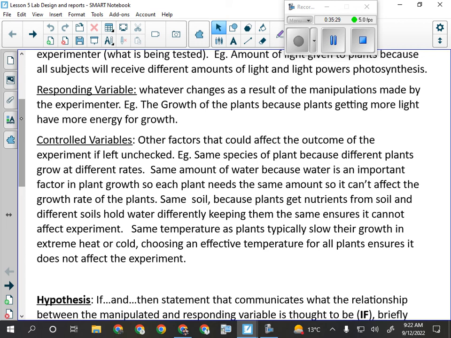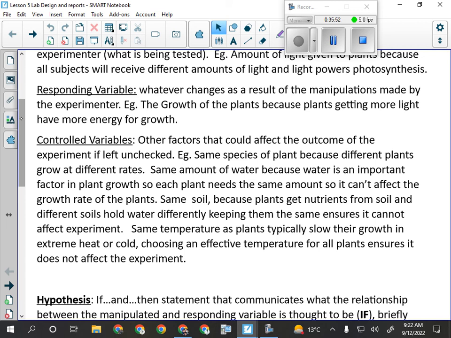In this kind of experiment, I would make sure that all the plants are of the same species. It would hardly be a fair experiment if I plant a bean, a spruce tree, and an ivy, and then try to compare their growth. They're totally different plants. They grow at different rates. That's not a fair experiment. It's not a controlled experiment. They all have to be beans, the same kind of beans. So same species of plant, because different plants grow at different rates.